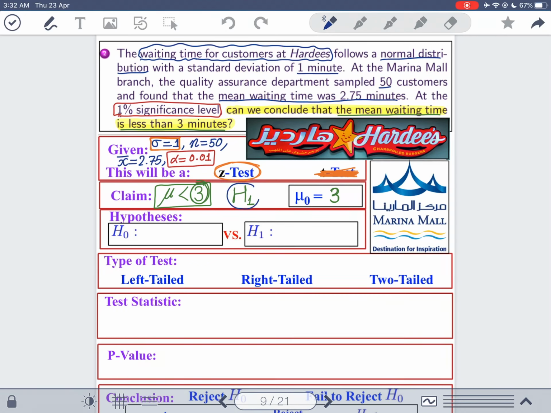Yeah, the claim is H1. So write H1 here. It's mu strictly less than 3. This means that it's a left-tailed test, because when you have strictly less, immediately it's left-tailed. If it's strictly bigger, then you do right-tailed. And if it's not equal, then you'll do two-tailed. Just remember this. It's also written in the review that La'nud gave you in the 2 pages before. And of course, the null hypothesis here will be mu bigger than or equal to 3.